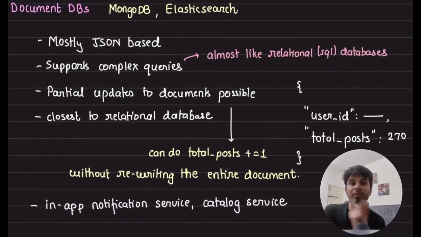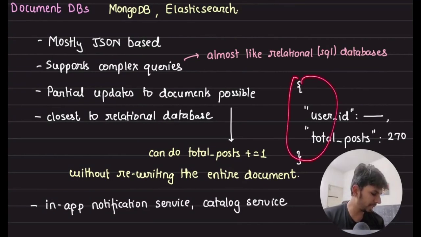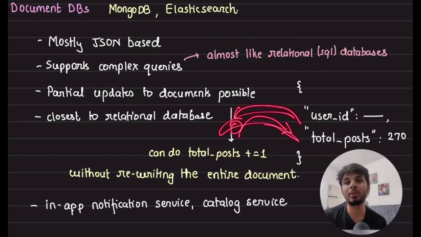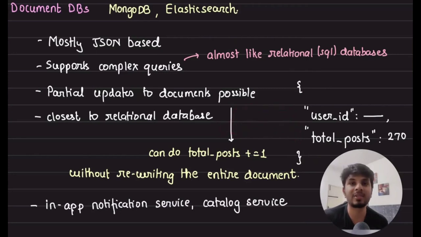This makes your network IO very minimal because you are just sending the update. Imagine this document was 1 KB big. You just wanted to do count total post equal to total post plus 1, but you have to read this 1 KB document, update it, and then write this 1 KB document back. So you're doing 2 KB of data transfer unnecessarily just to update this one integer, right? That's why partial updates is a great feature and most document databases do that.